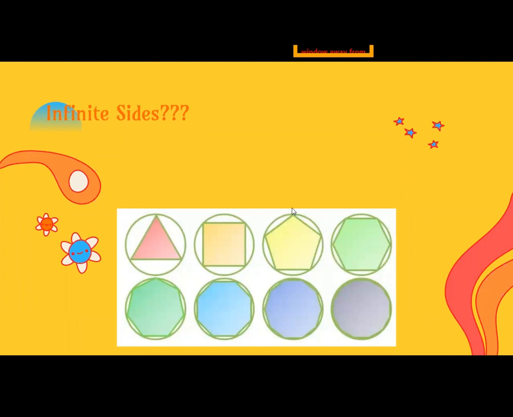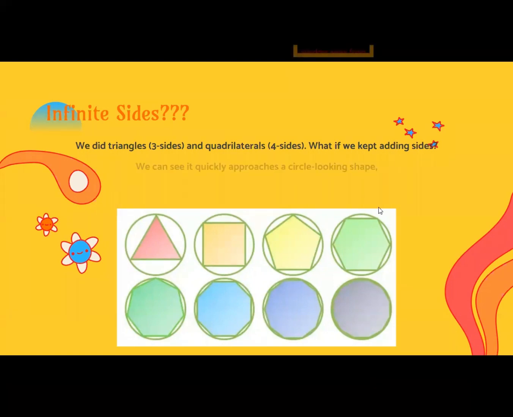So the question begins: what happens if we keep adding sides? Like, what if we never stopped? This has a finite amount of sides. If you count all of them, it would probably be like 100 or something. But what if there was way more? What if there was an infinite amount?